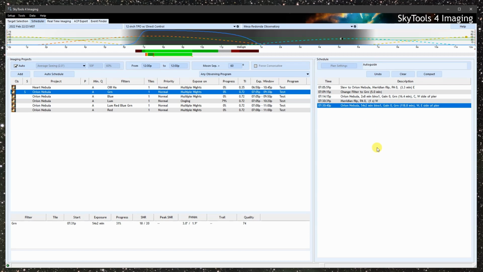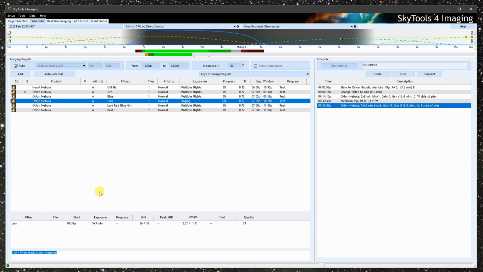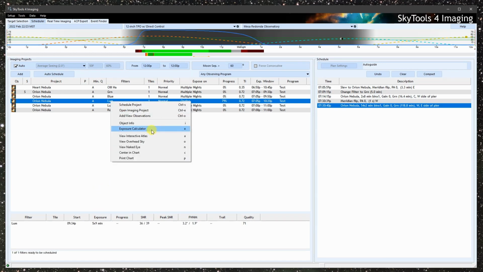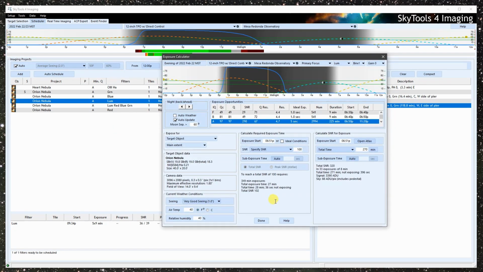There are many cases where you really need that 8-minute exposure and it won't budge on it. It's all a matter of how can I fit the most SNR into this period of time. All right, so for our last question, let's look at the luminance filter and open the exposure calculator.